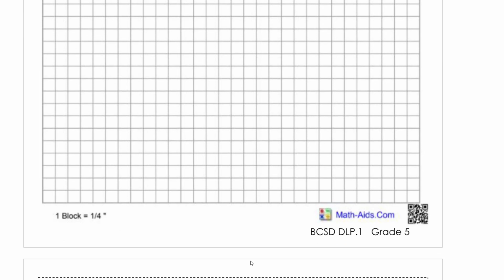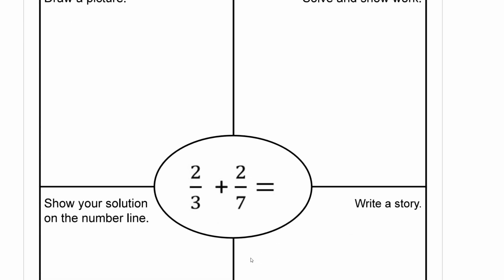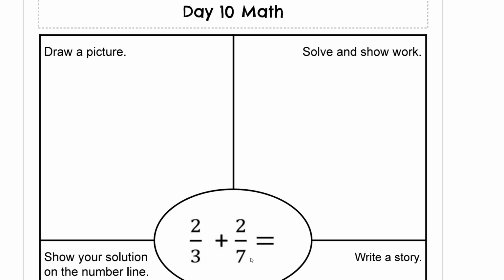So now you have a grid here. So you could use this for some work. Not really sure why yet, but it's there. Nice easy thing to have. And then this one here, again, guys, we've done these to death. So you have 2/3 plus 2/7.